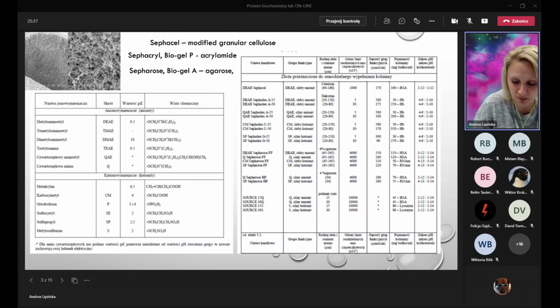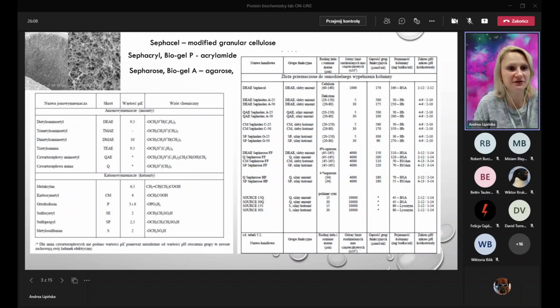So generally when we are buying our resins, they have different commercial names, like it is stated in the table. It can be CM Sephadex C25 or Q Sepharose FF. Sometimes the names are even less informative, like Biogel something something. And of course we should understand what it means.